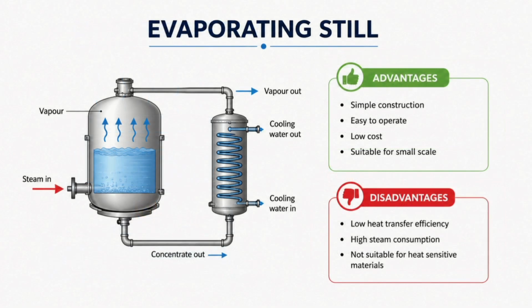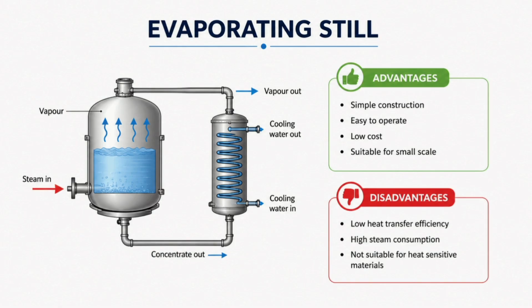And next one is the evaporating still. So students, an evaporating still is an improved evaporator with a condenser attached. Here vapors produced during evaporation are condensed back into liquid form and collected separately. This helps recover valuable solvents like alcohol. The apparatus contains a vessel connected to a condenser through pipes. The liquid is heated, vapors move to the condenser and cooling water converts the vapor into liquid here.